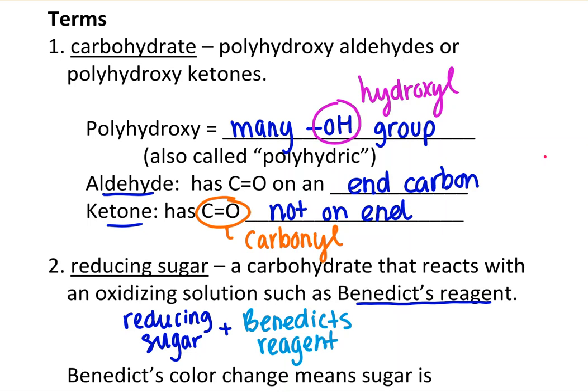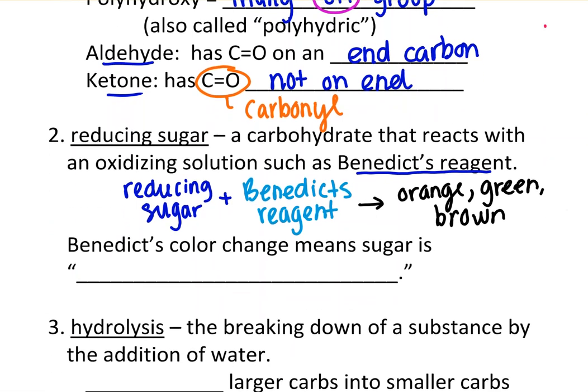And if they react, if the reducing sugar can reduce Benedict's, then you get a color change. You get orange, green, could be brown, really any color, but these tend to be the colors. And the exact color you get may depend on how long you let it sit and react. But anyway, if you do the Benedict's assay and you get a color change, we would say that the sugar is a reducing sugar.